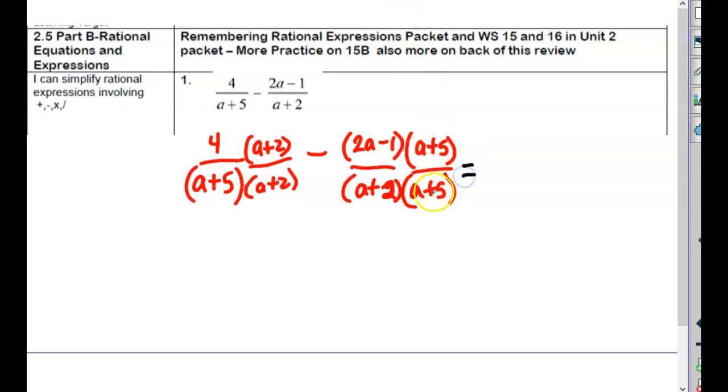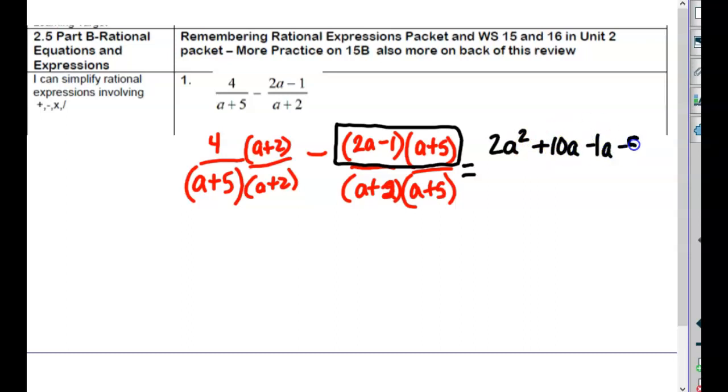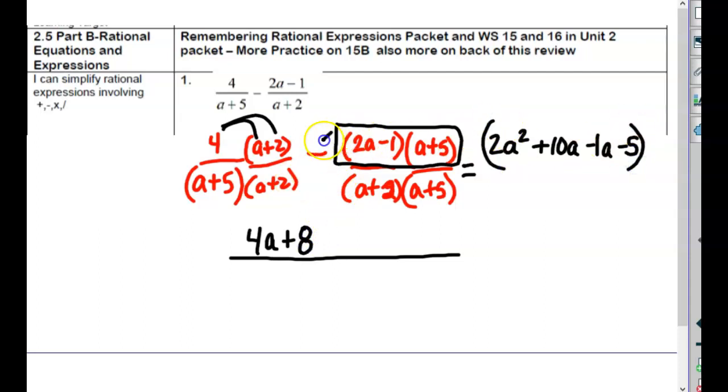Now, I don't want to spend a lot of extra time on this, so I'm going to go kind of quickly here. You would need to FOIL all that together. You would end up with a 2a squared plus 10a minus 1a minus 5. So you would have, and then you would distribute over here as well. So you'd have a 4a plus 8, but then you're actually subtracting this, which is why it's really messy.